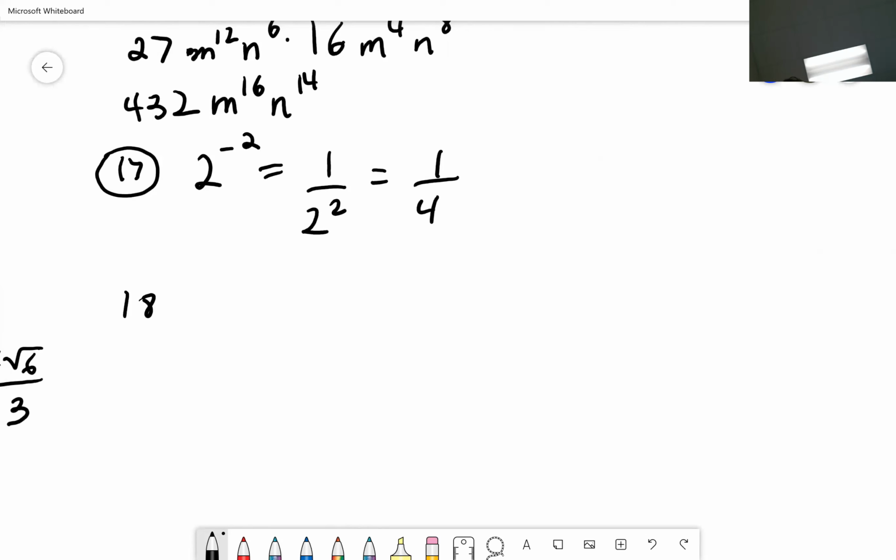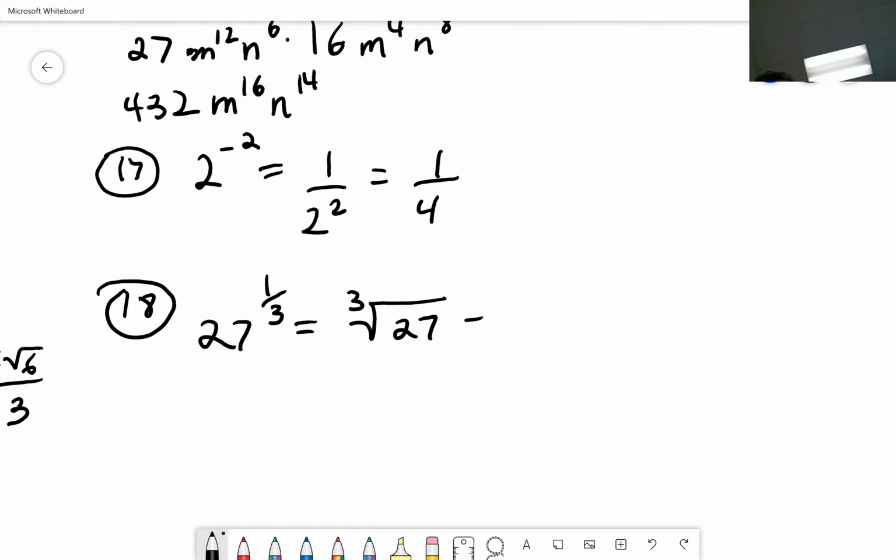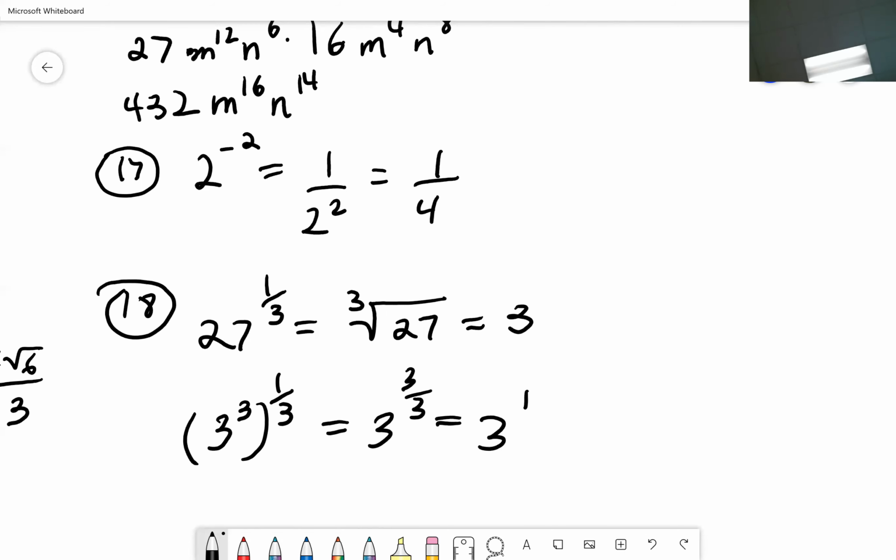Number 18, 27 to the 1/3 power is equivalent to the third root of 27, which is 3. Or you could say 27 is 3 to the 3rd, to the 1/3. Isn't 27 3 to the 3rd power? Now, when I write it this way, it's 3 to the 3/3, which is 3 to the 1st, which is 3. It's the same thing.